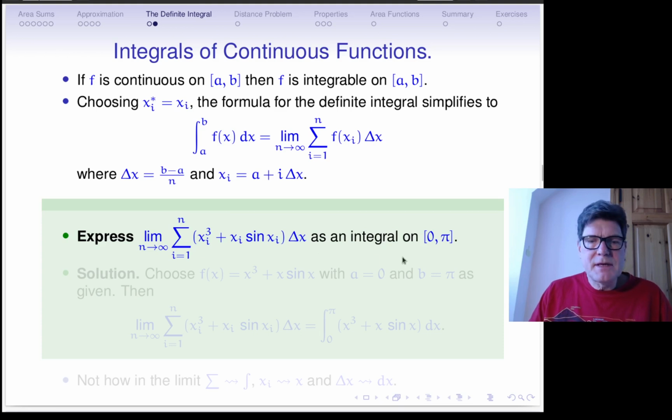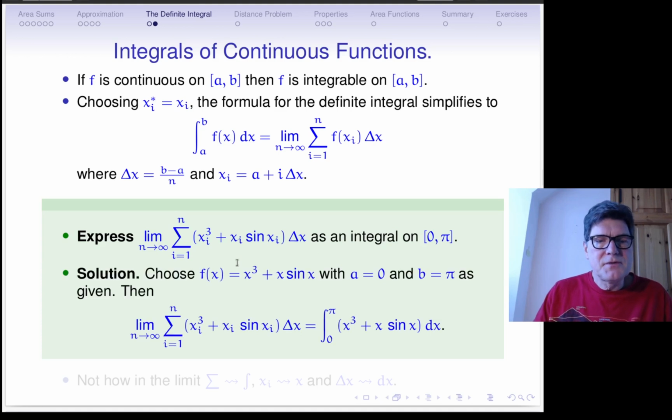So this is basically a pattern matching exercise. If we compare the formula here in the sum with the formula in the integral, we see that it makes sense to choose as the function in question, as f of x, the function defined as x cubed plus x times sine x.